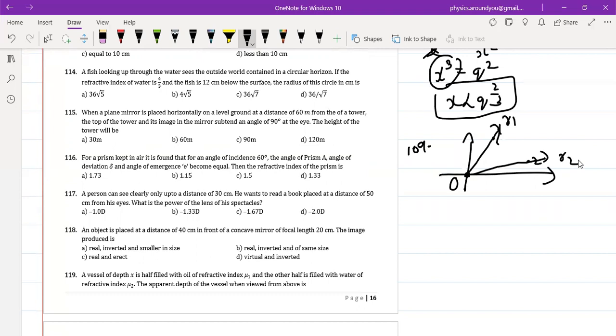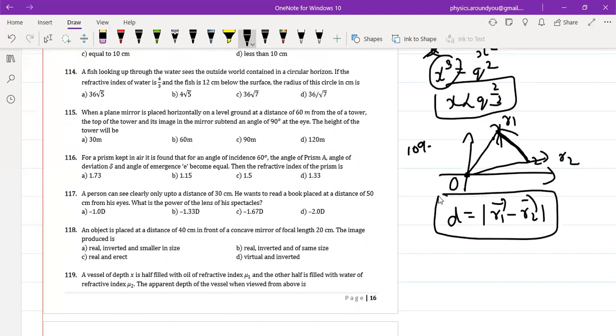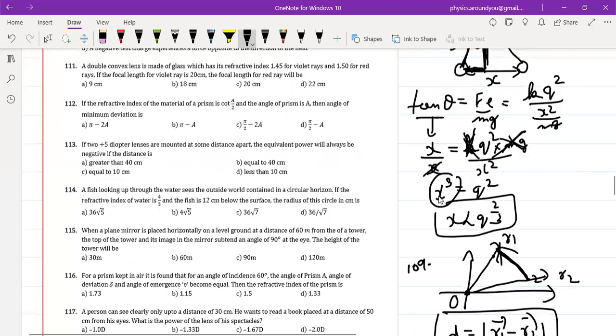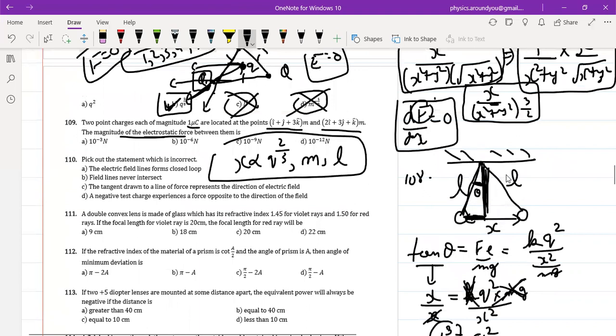But for the force, what do I need? Well, let's think. For the force, I need the distance. How do I get that distance? By vector addition, that distance d is the magnitude of r1 minus r2 vector. I subtract the vector, take its mod, that is the distance between the charges, shortcut. So distance, subtract the vectors. 2i minus i gives you only i. 3j minus j gives you 2j. k minus 3k will be minus 2k.